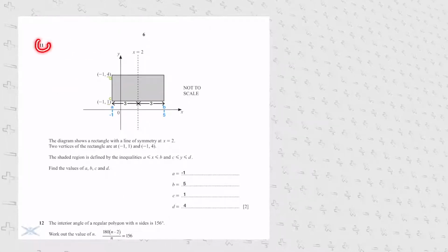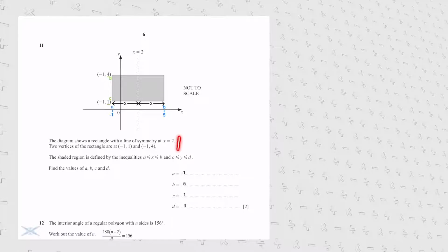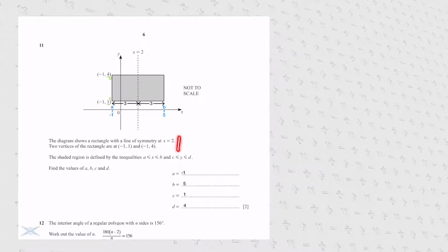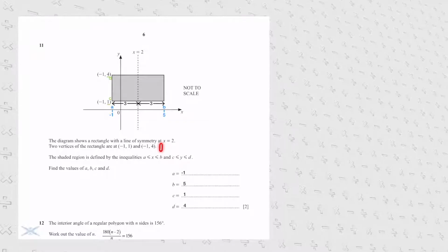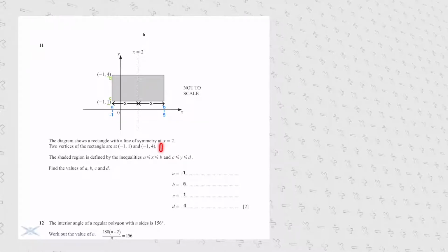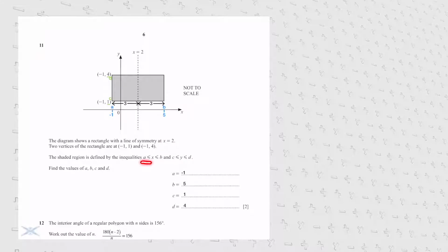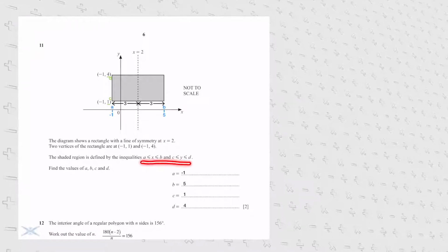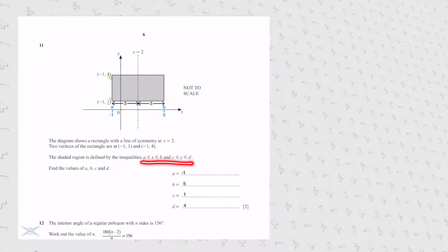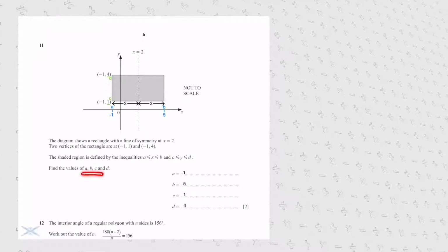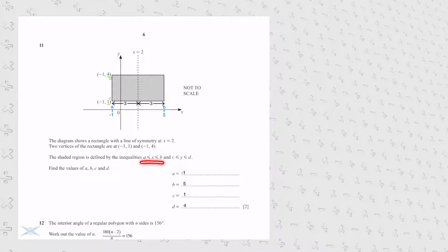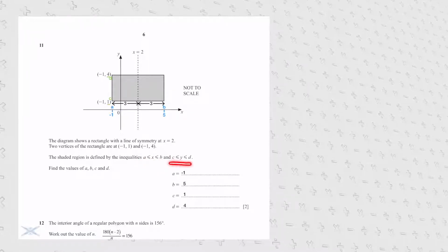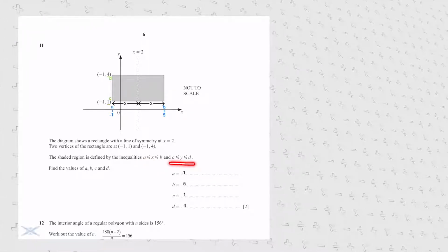Moving on to exercise 11. Given is a diagram that shows a rectangle with a line of symmetry at x equals 2, as well as 2 vertices of the rectangle at (-1, 1) and (-1, 4). The shaded region is defined by the inequalities provided in the question paper, and following from there we are required to find the values for a, b, c, and d. a and b are found parallel to the x-axis. The values of c and d can be found along or parallel to the y-axis.